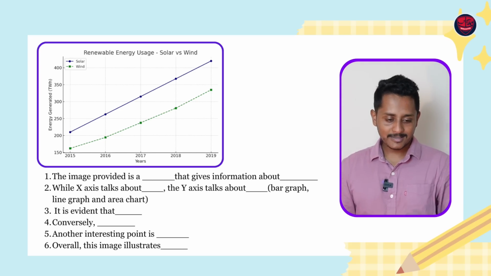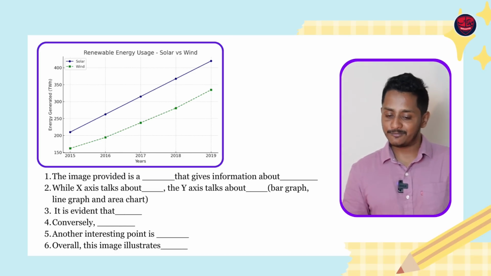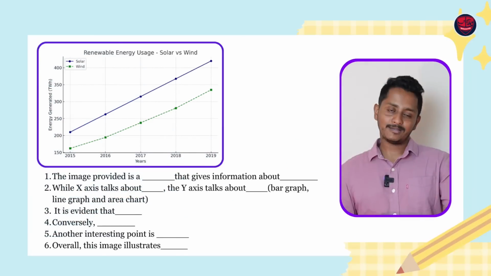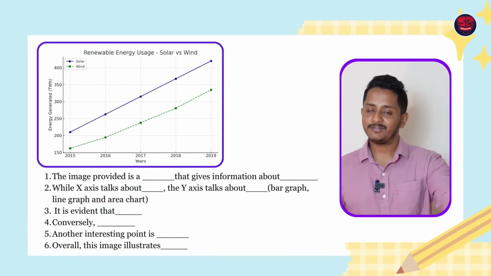The image provided is a line graph that gives information about renewable energy usage with respect to solar and wind. While the x-axis talks about the years from 2015 to 2019, the y-axis talks about the energy generated in TWH from 120 or 150 to 400.